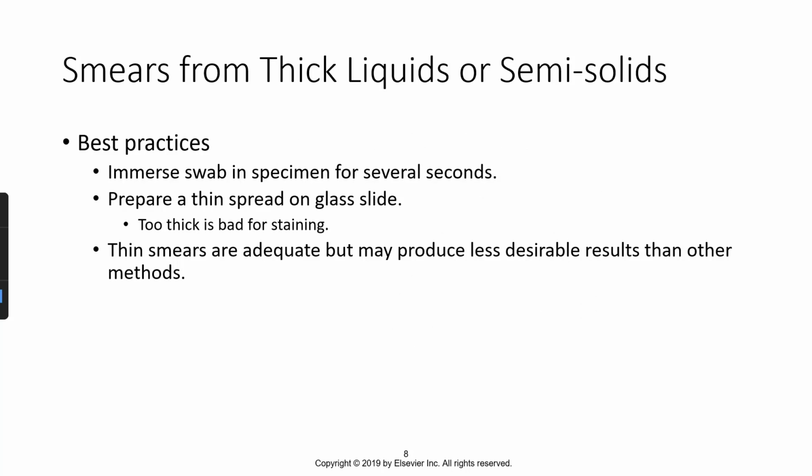Smears from thick liquids or semi-solids. Best practices: immerse the swab in the specimen for several seconds. Prepare thin spread on a glass slide. Too thick is bad for staining, so you don't want to have a lot of organism. You're not going to be able to stain it, and then you're not going to be able to see through it, as we talked about with the bright field microscopy.